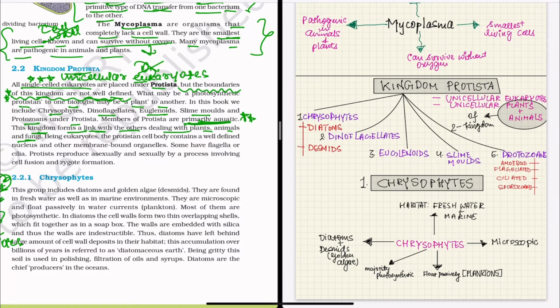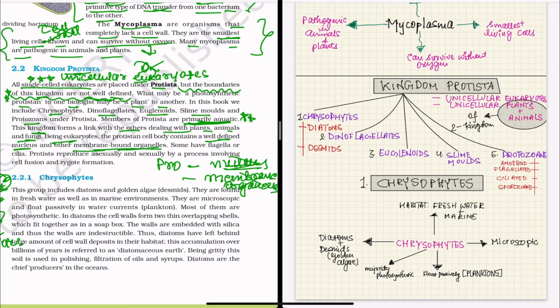Being eukaryotes, the protistan cell body contains a well-defined nucleus, not a nucleoid, and other membrane-bound organelles. Prokaryotes do not contain a nucleus, and neither do they contain membrane-bound organelles. Organelles are not present altogether. Being eukaryotes, protists have membrane-bound organelles and a well-defined nucleus.